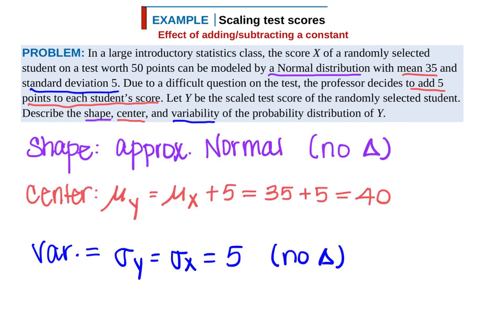All right, so there's going to be no change in shape, and we know it is approximately normal. It's a normal distribution, so we would say the shape is still approximately normal, no change. The center is going to change, and it is going up by 5. Center is our mean, so 35 is going to go up by 5. So we can say the mean of Y, which is the scaled score, is the mean of X plus 5, and so that's 35 plus 5, which is 40. That means the average is going to be 40 out of 50, not bad. And then the variability, that's not going to change. The variability is our standard deviation in this case. So the standard deviation of Y, the scaled score, is going to be the same as the regular one, which is 5.